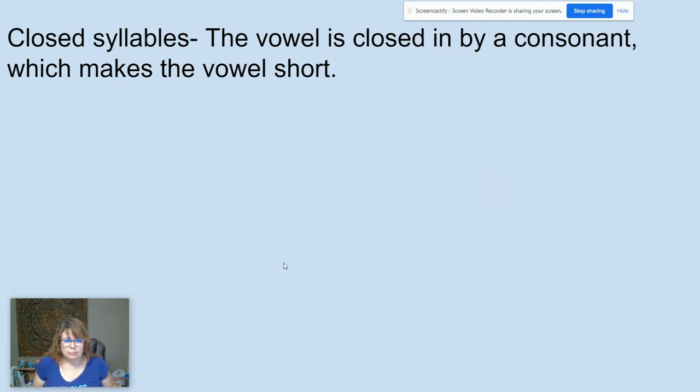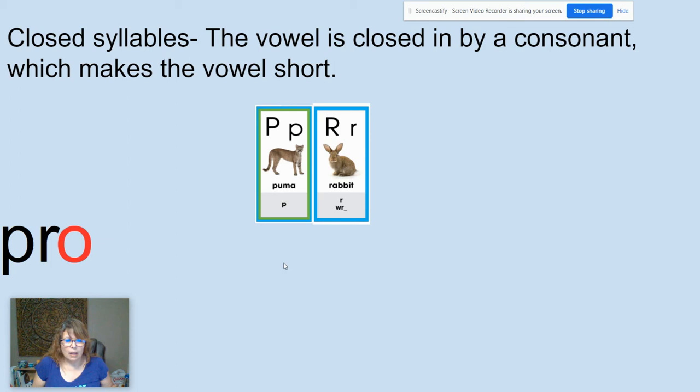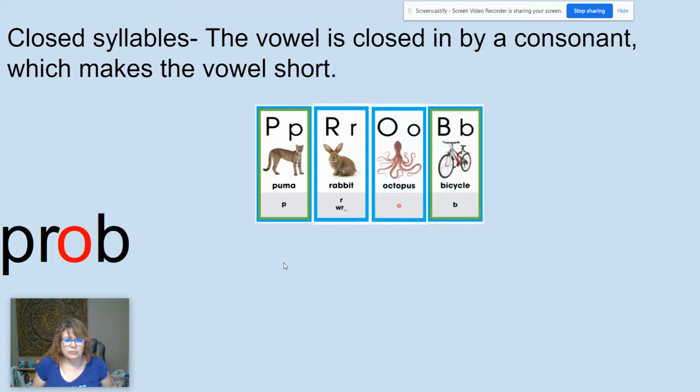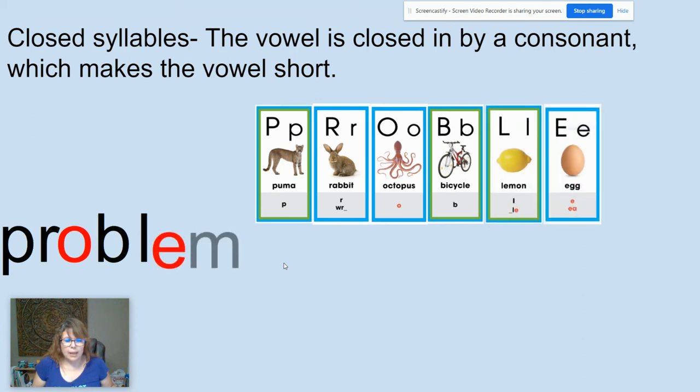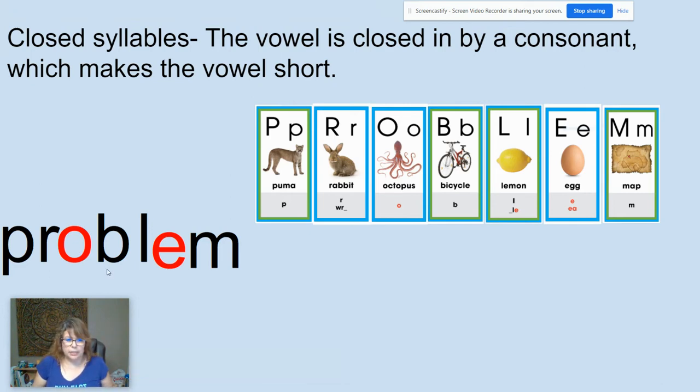Our next word is problem. P from puma, r from rabbit, o from octopus, b from bicycle, l from lemon, e from egg, m from map. Now again, we're going to see our word. I already have an o and an e, so I know it's a 2-syllable word. Now I'm going to look at my first vowel. Remember, we read from left to right. So I see a vowel here, consonant, consonant, vowel. So I already know that when I have vowel, consonant, consonant, vowel, I separate between the two consonants.